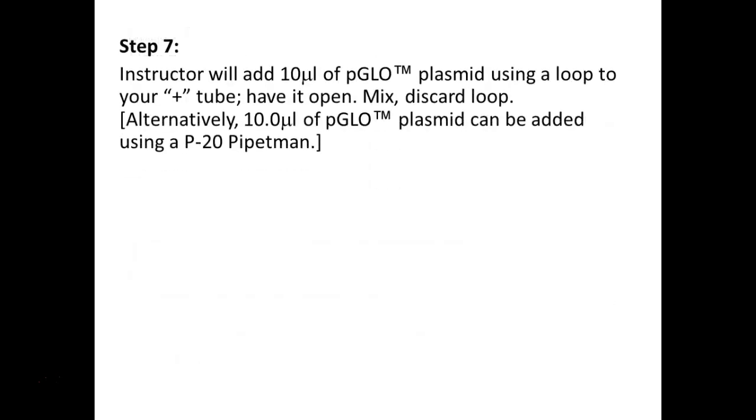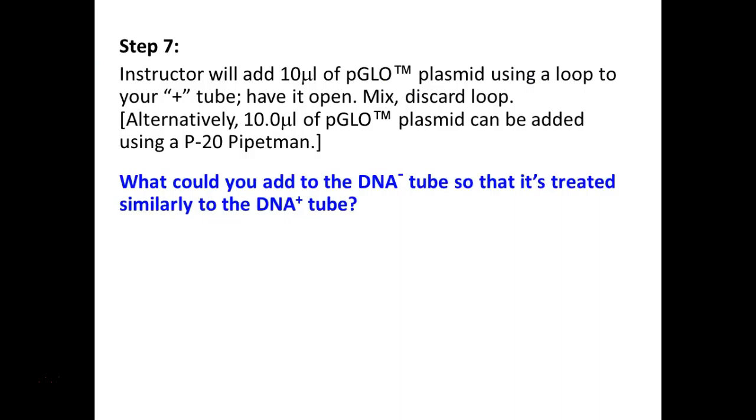Someone's contaminated my plasmid with protein. So I'm going to add, with a special pipetter, 10 microliters, using one of the micropipetters, into your plus tube, because the plus is going to be the tube that we add the DNA to. The loop is a pain in the butt, so I use the pipette mitt.